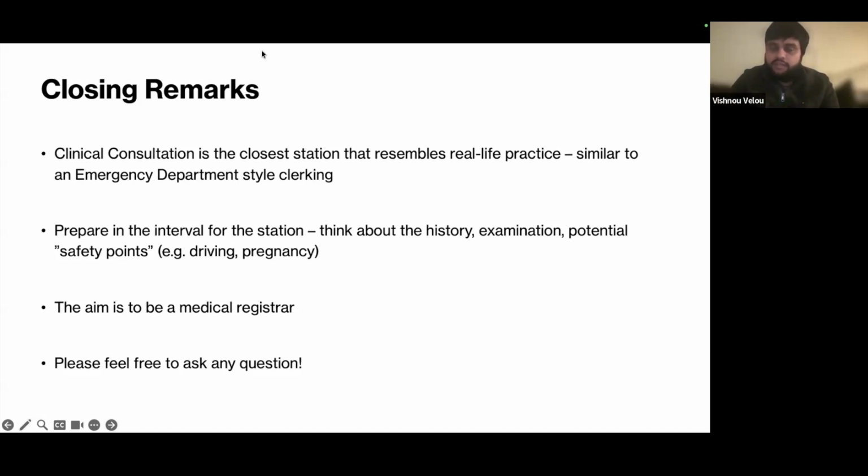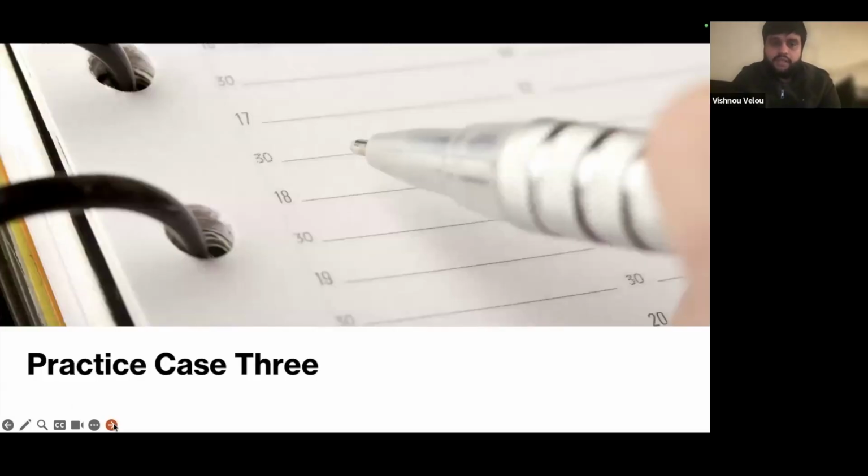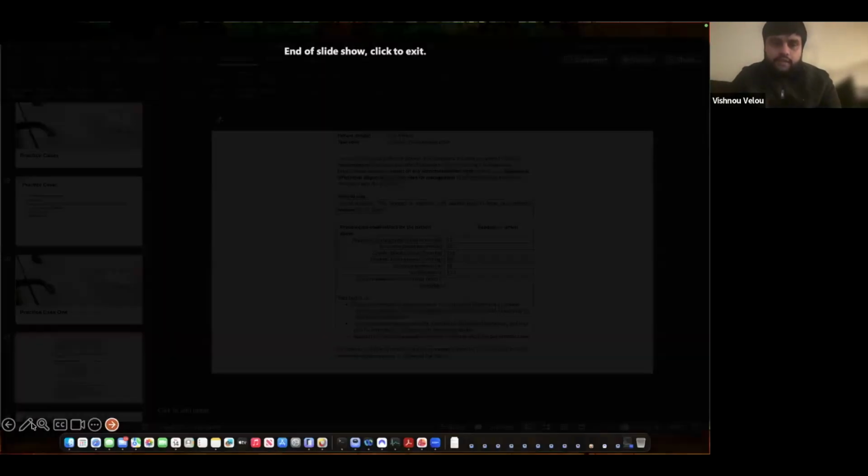She was starting to think about how this patient lives at home, right? And if there's a question, that she has enough information to answer that. Like I said, the aim is to be a medical registrar, so it's about logistics as well. I invite anyone to ask any questions about any of the cases or about PACES in general. But thank you for listening.